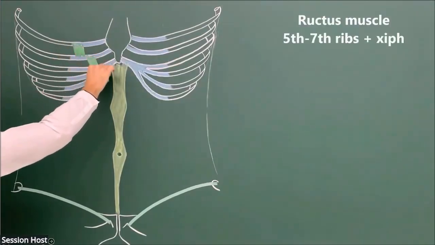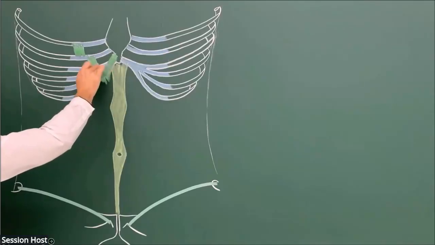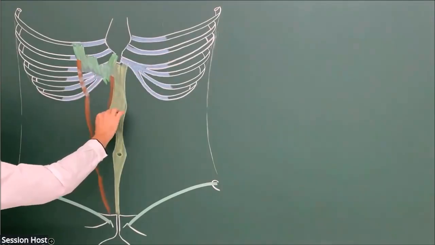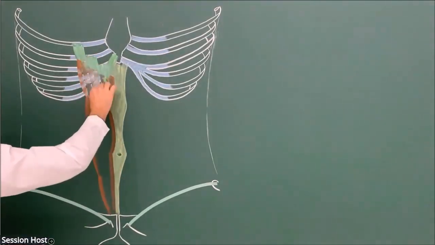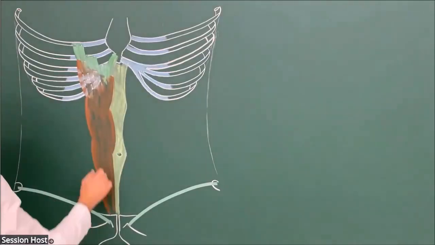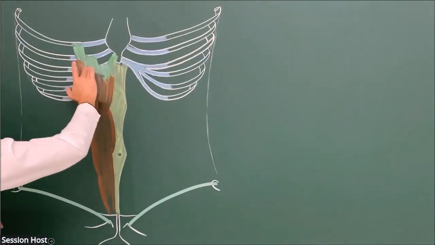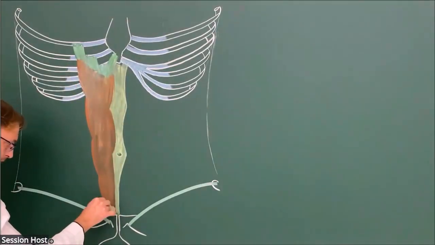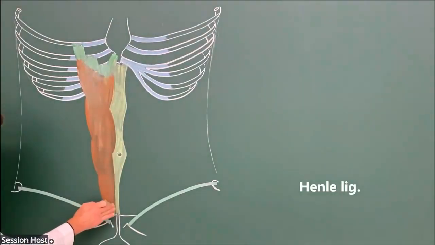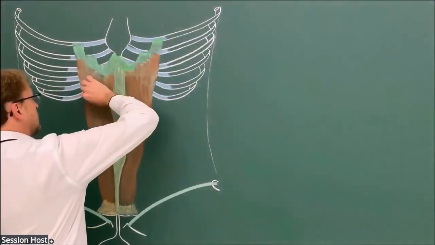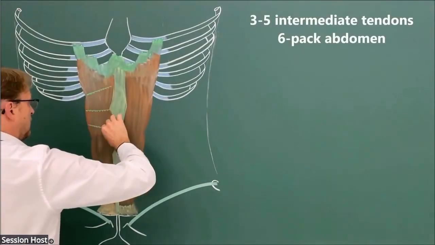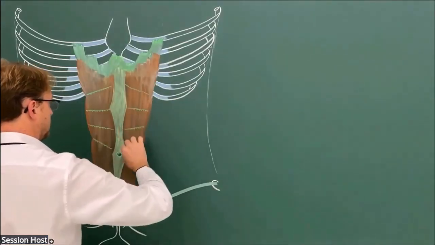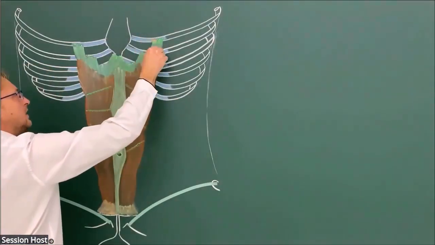The rectus muscle inserts in front of the last rib cartilage and on the xiphoid process. This is the right rectus muscle with the distal tendon on the pubis and the tendon of Henle laterally. This is a polygastric muscle with 3 to 5 intermediate tendons forming the 6-pack abdomen shape. Same anatomy left side with the left rectus muscle.